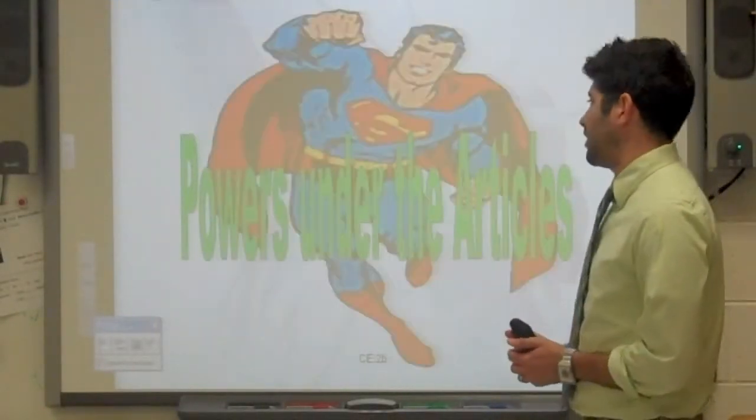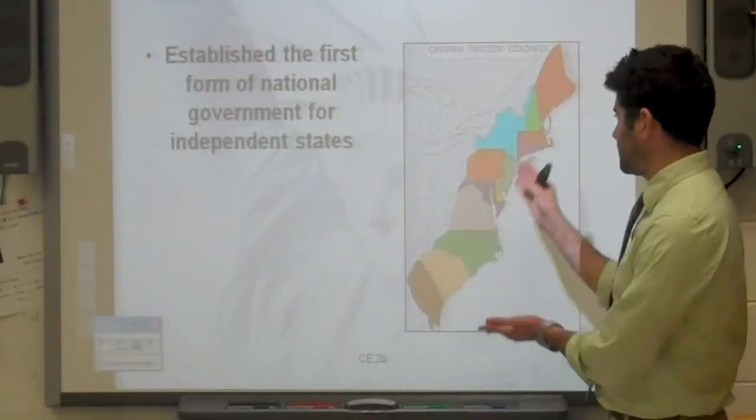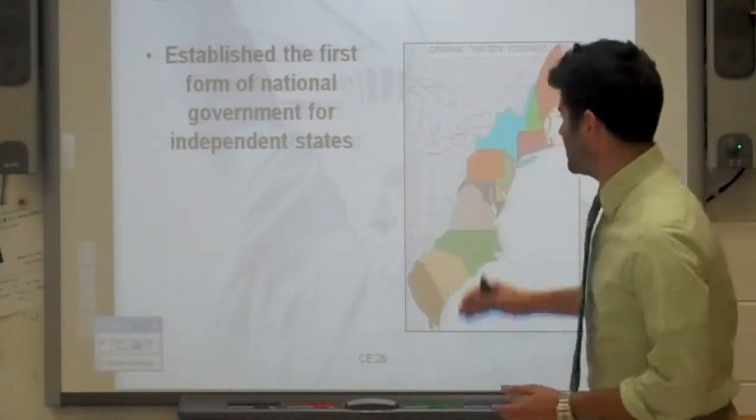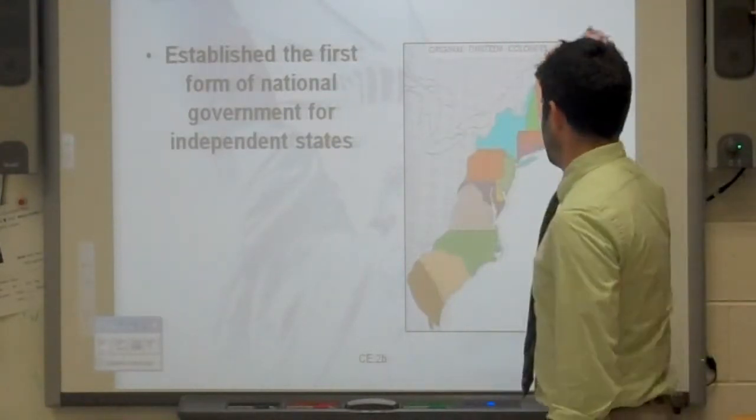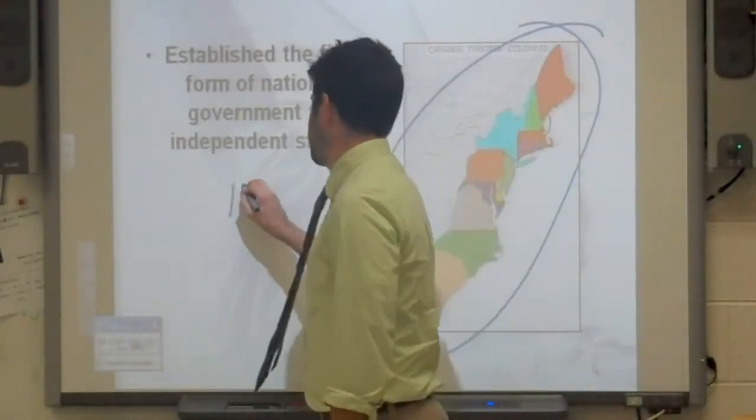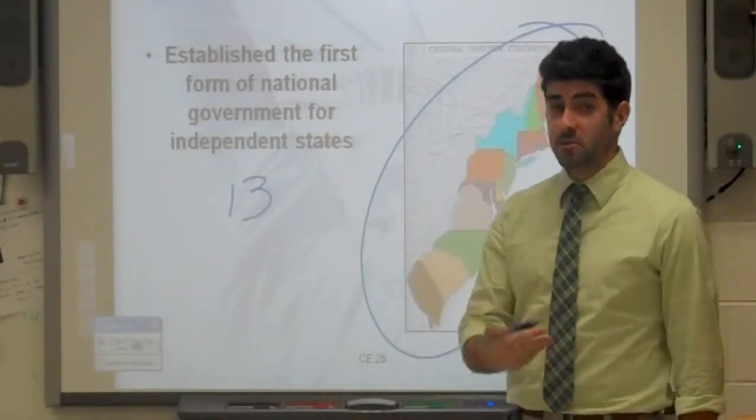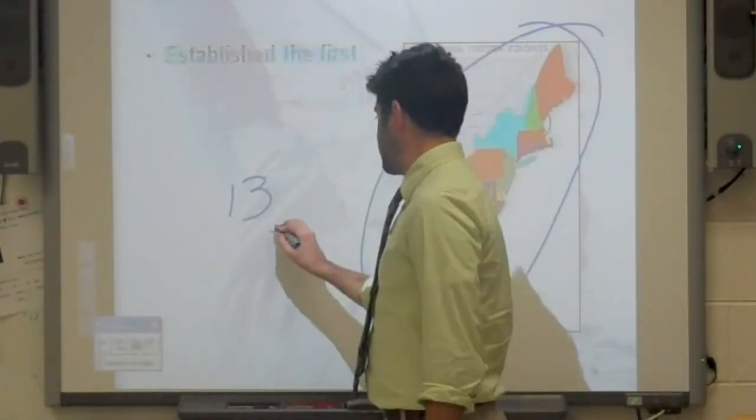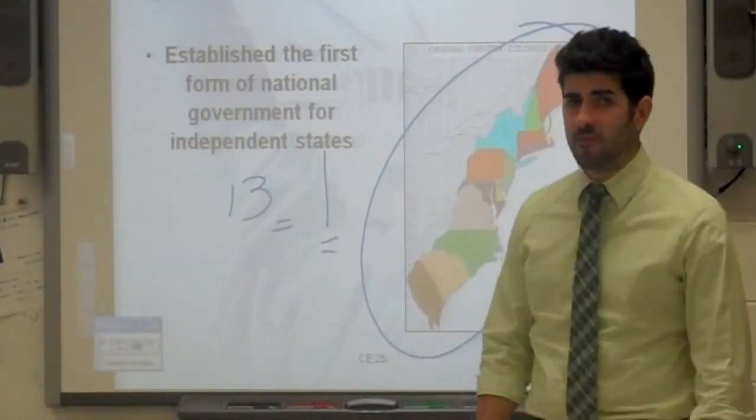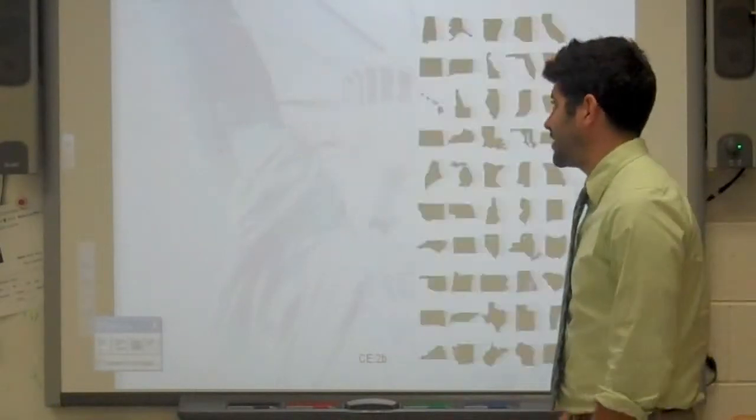So, the powers under the Articles, again, shaky, as you see here in the original 13 colonies. This, again, was our first attempt to unite and unify all these states together under one body. I mean, you have 13 collective states, put away some of our own individual egos, and create one national government, one federal system of government. Unfortunately, this system persisted for about another 10 years.